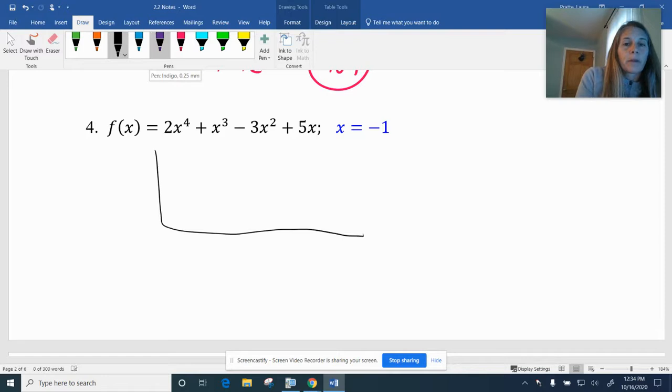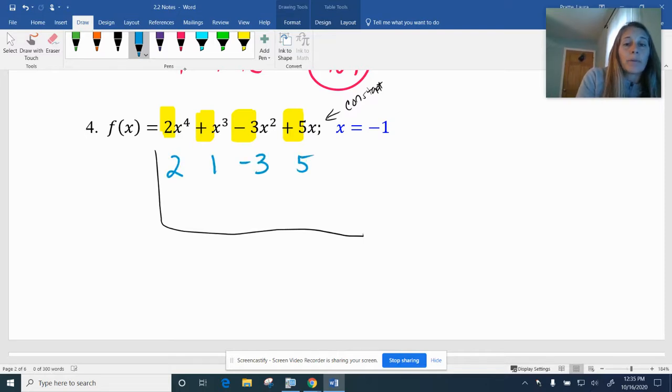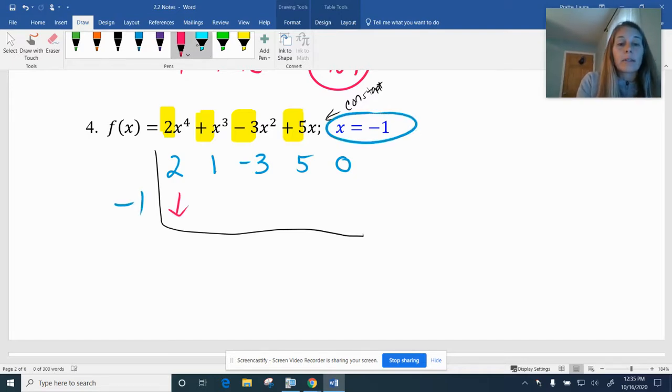Okay. So all my coefficients, I have 2, 1, -3, 5, and this time the missing thing is the constant. So we're just going to put a 0 in for that constant. So when I put my numbers in, I have 2, 1, -3, and 5, but because we're missing the constant, we're going to put a 0 in at the end because we need that one extra column. Then the x equals -1 goes on the outside, and then we start our process.